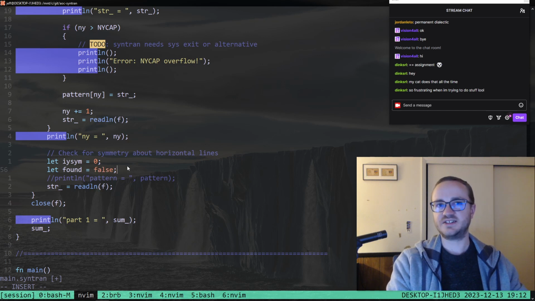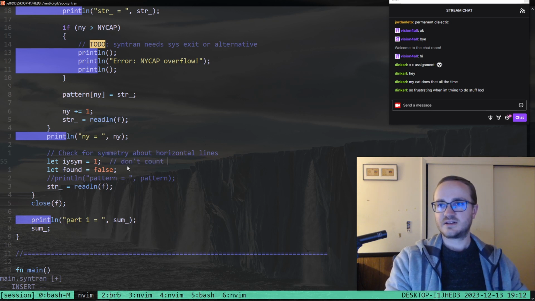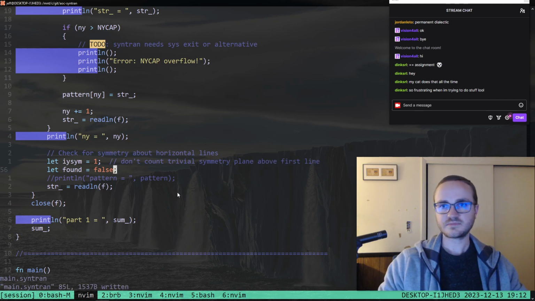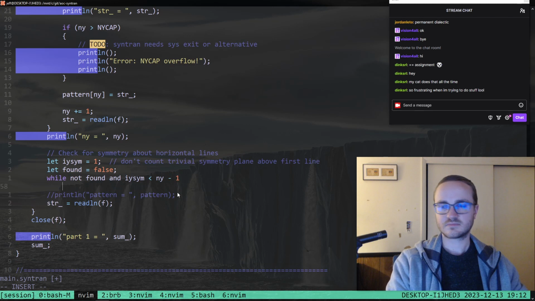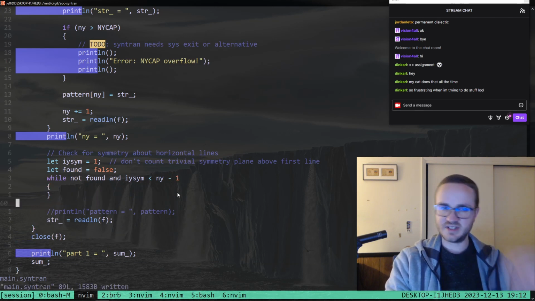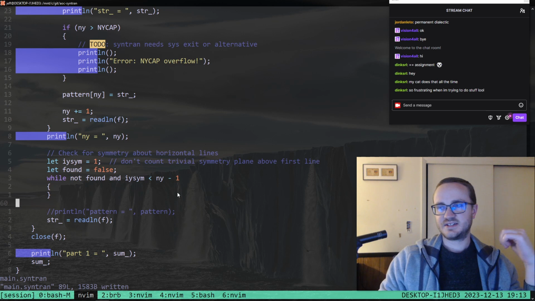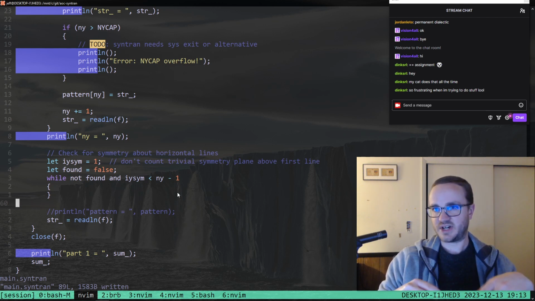So as soon as we find the first symmetry plane, we will break. And I want to start iterating from 1 because the trivial symmetry plane doesn't count. I have to be careful about off by one errors because there's another trivial symmetry plane below the bottom line.